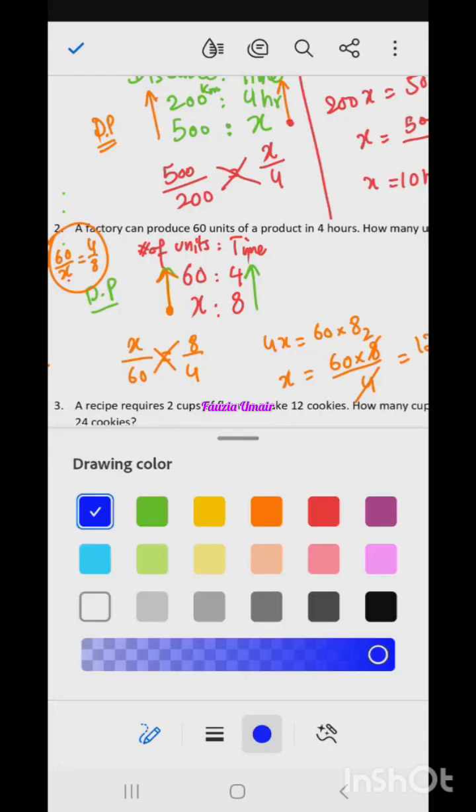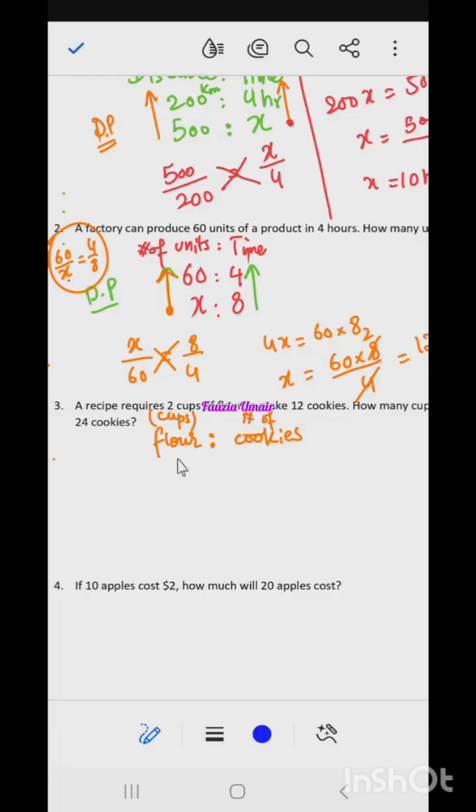So let me use a darker color. So the data now we are going to write. 2 cups of flour makes 12 cookies. Coming here to make 24 cookies. So what kind of proportion is this? What type of proportion is number of cups of flour and cookies? What kind of relation are they having? Direct. It is direct proportion. Yes. If the flour is more, the number of cookies will be more. So we will use arrows in the same direction.